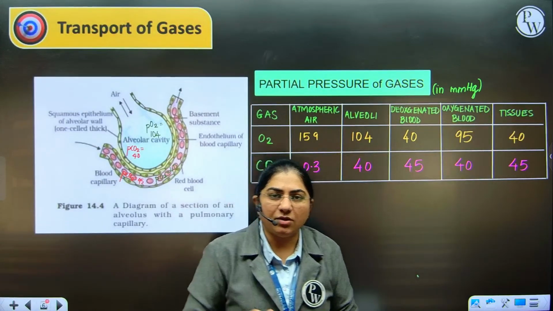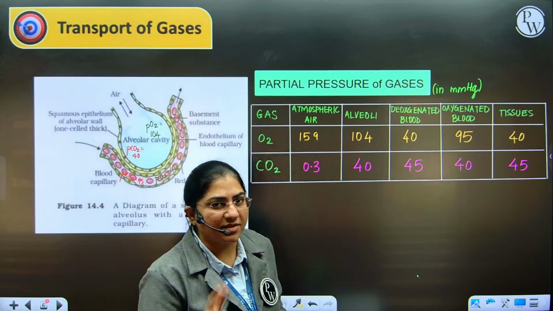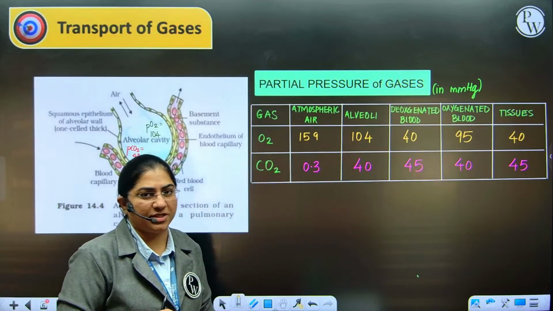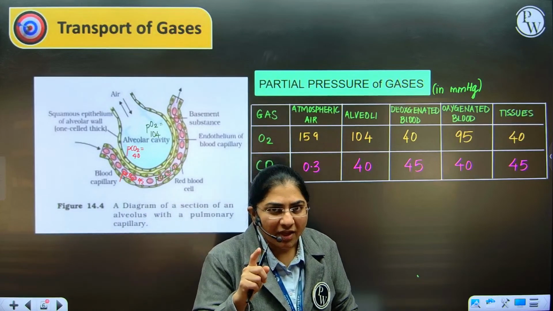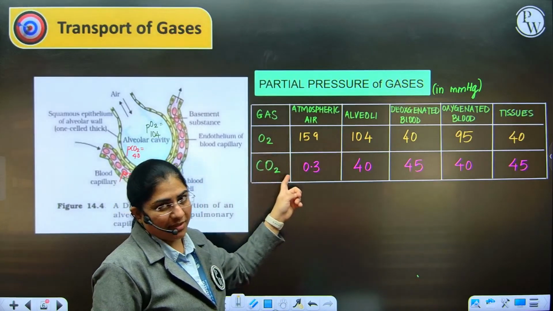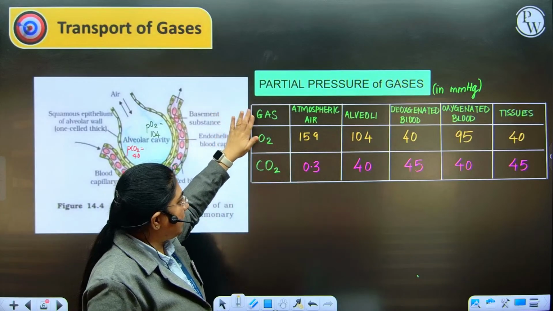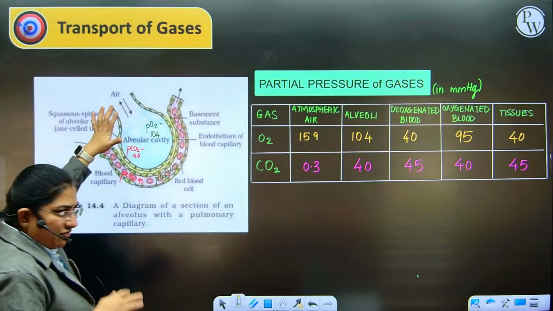Now here we are going to talk about only two gases, which are the main respiratory gases. Can you tell me which are the two main respiratory gases? Yes, oxygen and carbon dioxide, correct. Now when we are talking about oxygen, one after the other we'll talk about.